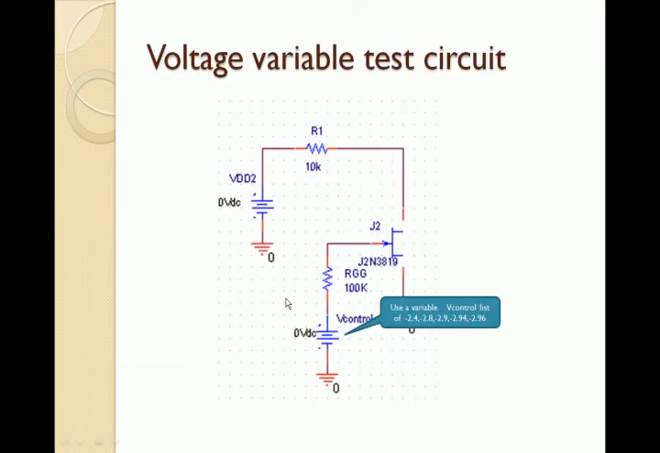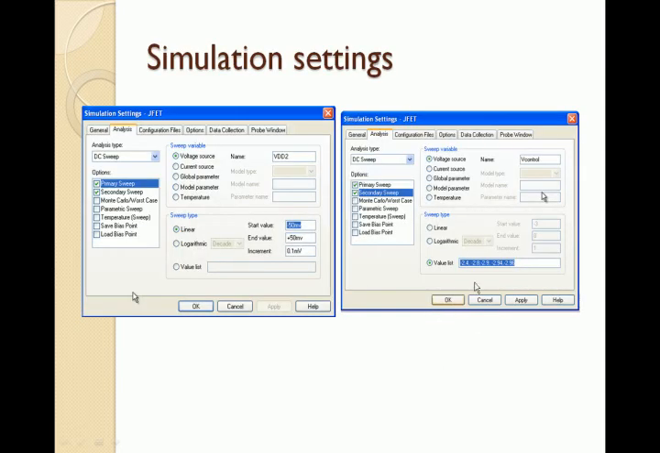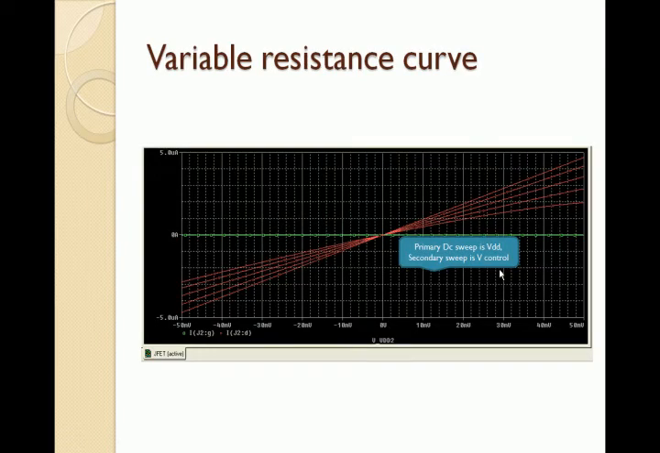the variable test circuit is like this. We form a V control at the gate, and we use the variable resistor for minus 2.3 like that. So this is all the parameter setting for the V control variable: 2.4, 2.8, 2.9, 2.94. That's all we have. Now this is the graph we obtained with the variable resistance curve, and the red one is the ID and the green one is the ID. This is the primary DC sweep in the VDD, and the secondary sweep is the V control.